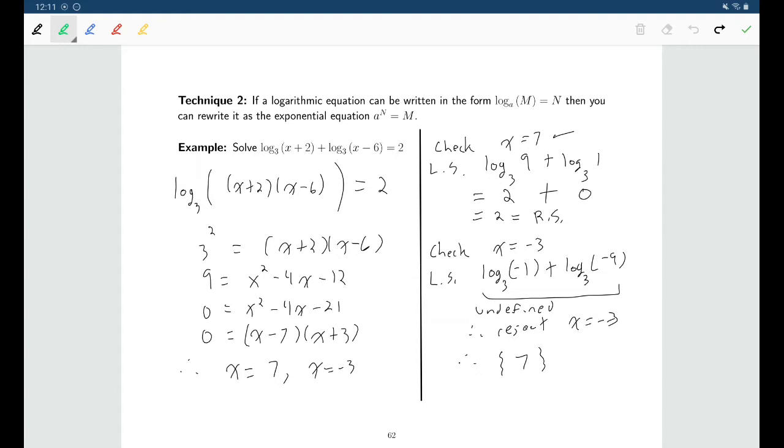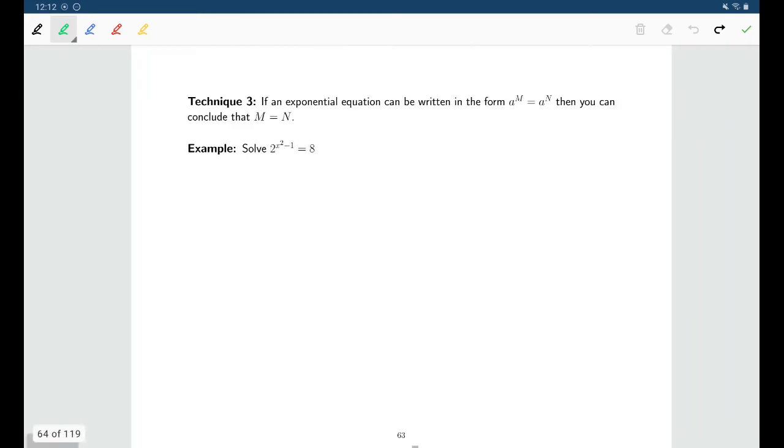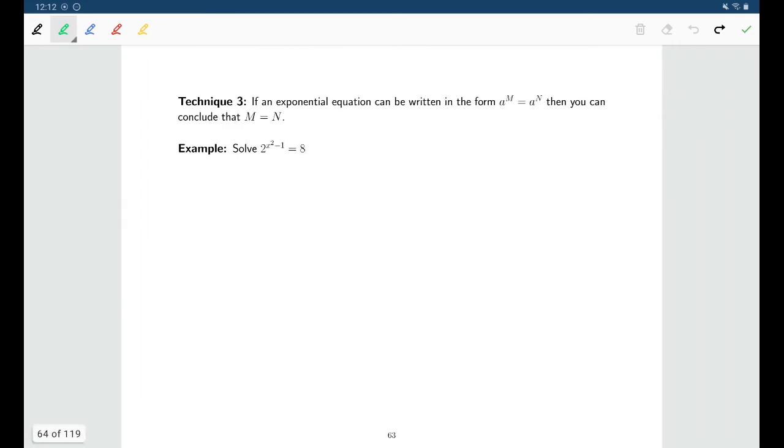So there we go. We've looked at one case where you have a log equal to another log, and another case where you have a log equal to a single number. So we've got ways to solve those problems. And now let's look at solving some exponential equations. Exponential equations, we've got a couple of techniques that we'll be looking at here.